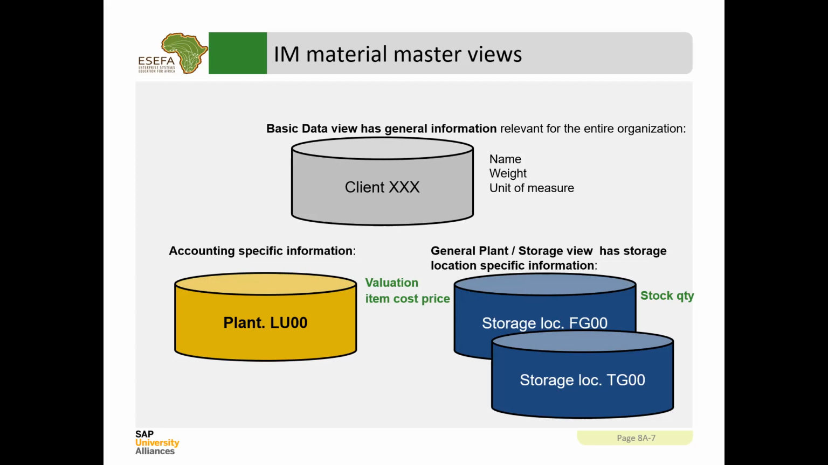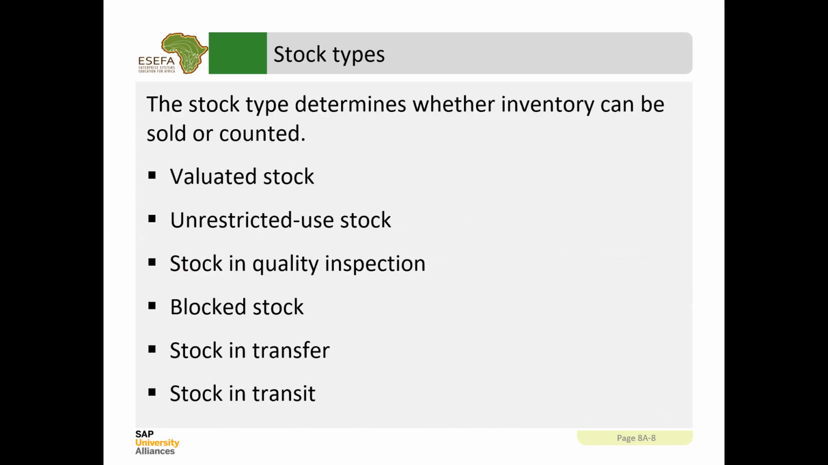Miscellaneous and all that. So specific items are stored in specific storage locations. So we have the general plant, we have the storage view, which has storage location specific information. And each of them will have the stock quantity. Very important: stock quantity multiplied by the unit cost, or the unit price, selling price of that item, will give us the valuation as an asset for the company.